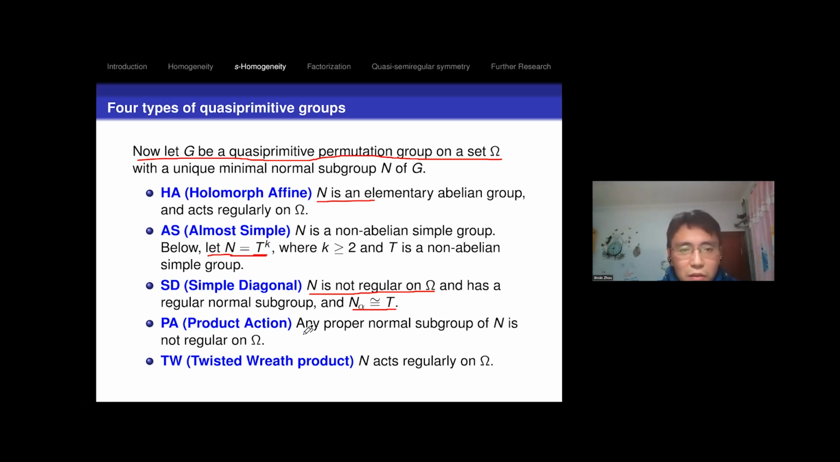And if any proper normal subgroup of N is not regular on omega, then we say that G is of type PA. If N acts regularly on omega, then we say G is of type TW.